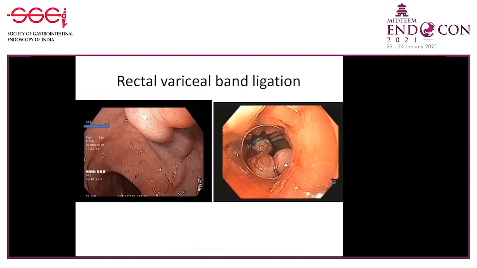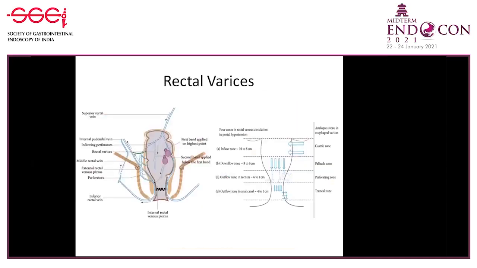Many of them sometimes don't look evident on endoscopy, but they could still bleed. So EUS assessment is also coming up for evident and non-evident rectal varices. And let's see how they are actually formed, just for academic purposes.